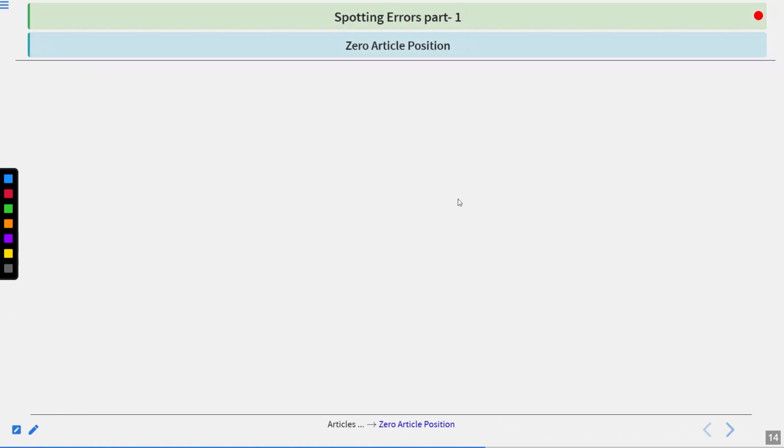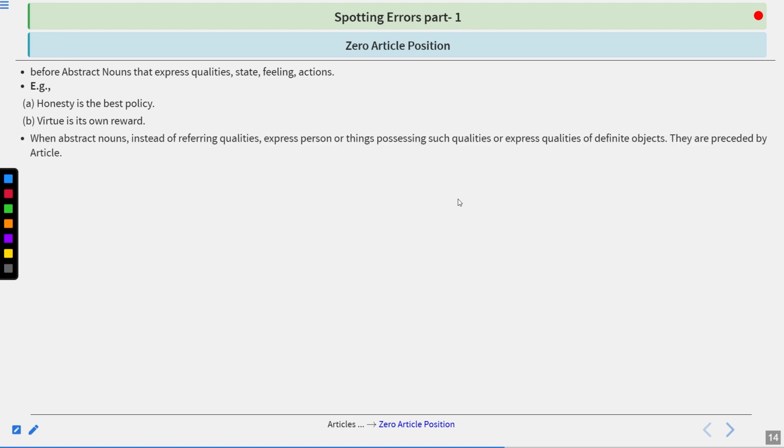Zero article position. Before abstract nouns that express qualities, states, feelings, actions. Example: Honesty is the best policy. Virtue is its own reward. When an abstract noun, instead of referring to qualities, expresses persons or things possessing such qualities, or expresses qualities of definite objects, they are preceded by the article. Example: She possesses the cunningness of a fox. Here, cunningness refers to the quality of a definite object, that is, the fox.